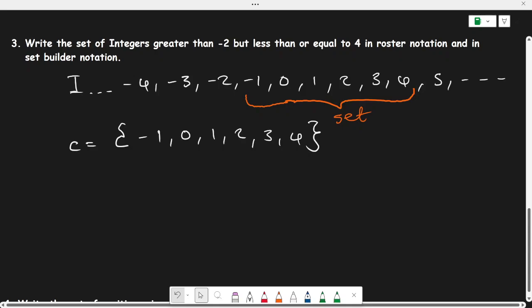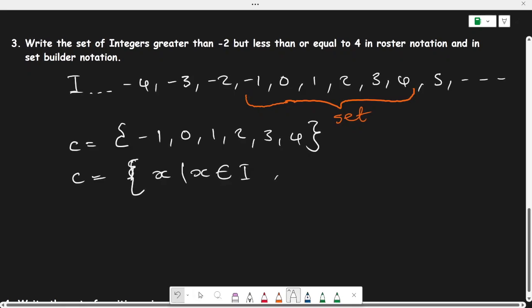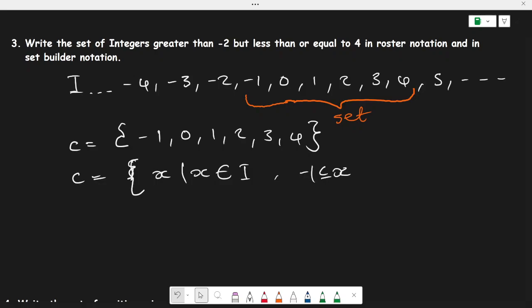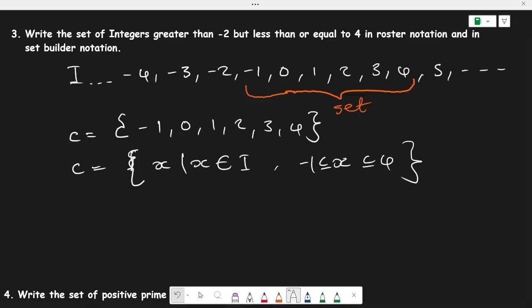I'm going to say C is equal to X, such that X is an integer and X is greater than or equal to negative 1, but X is less than or equal to 4. Okay, that's how you represent it in set builder notation.